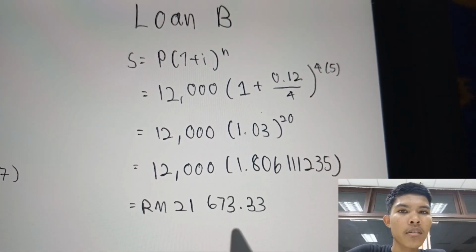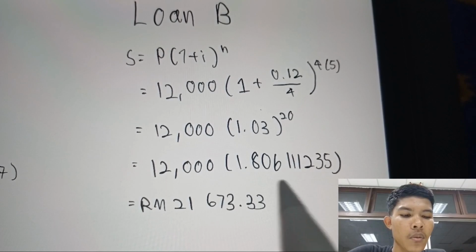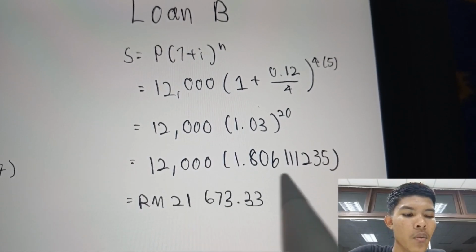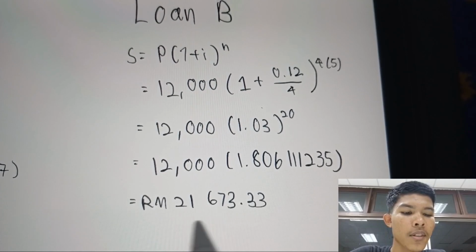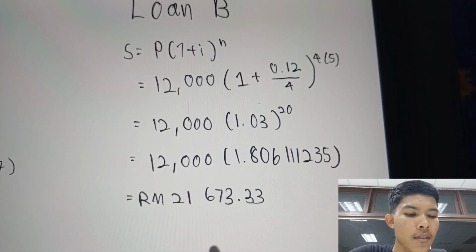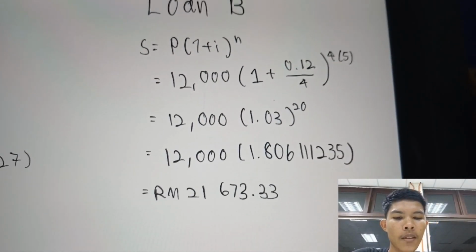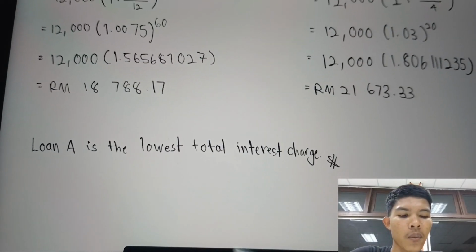For loan B, 12,000(1 plus 0.12 divided by 4) to the power of 4 times 5 equals 12,000 times 1.03 to the power of 20 equals 12,000 times 1.806111235, and the answer for loan B is RM 21,673.33. So loan A is the loan with the lowest total interest charge.